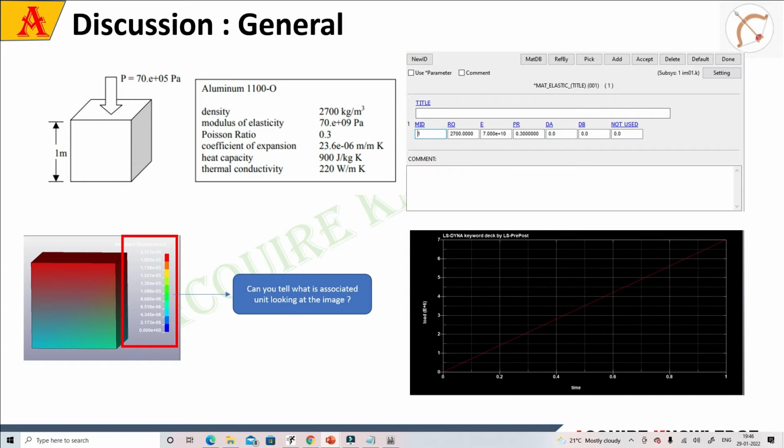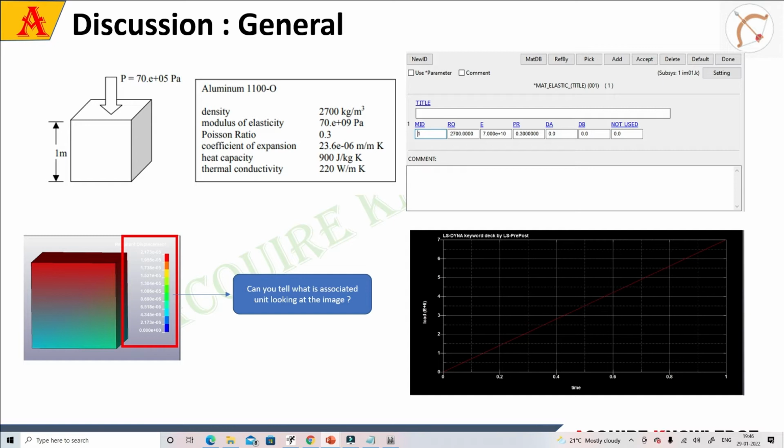Now this image shows a case in which we plan to use the SI unit system, that is meter, kg and second. So in the material elastic card we can see the density is defined as it is provided, because the data provided to us is also in the SI system. So we can directly enter 2700, 7 e to the power 10, and if we look at the loading graph, the pressure is given as 70 e to the power 5.